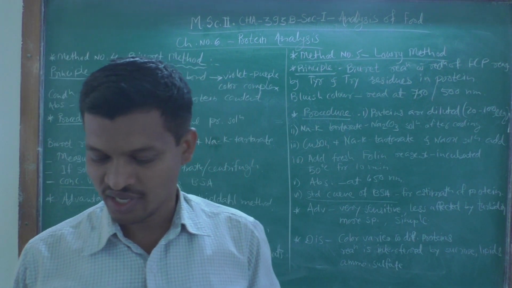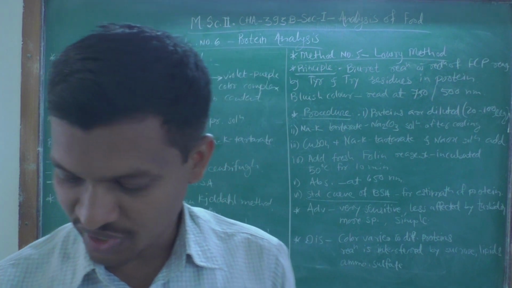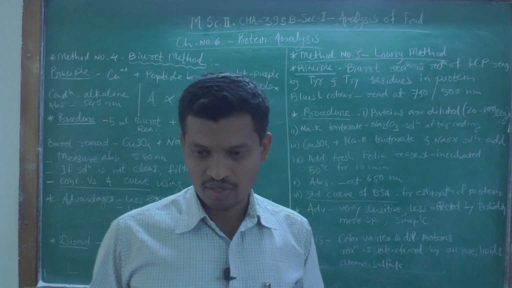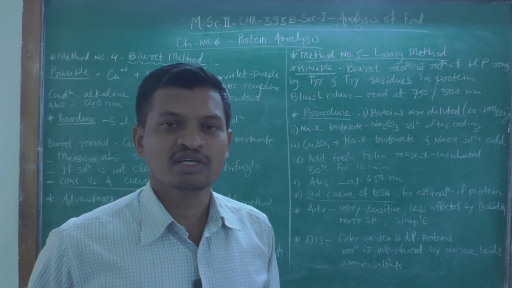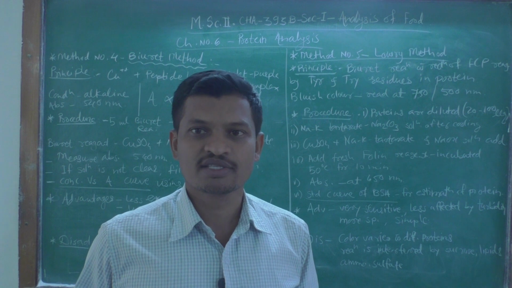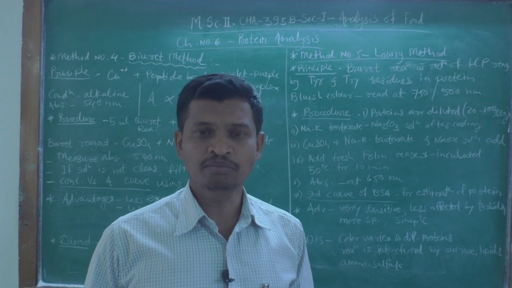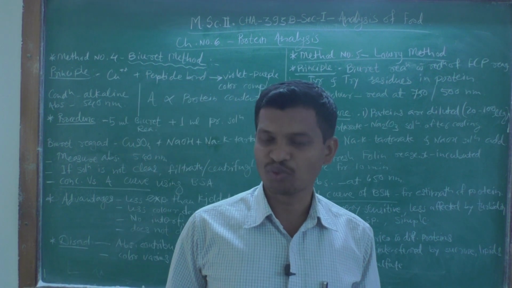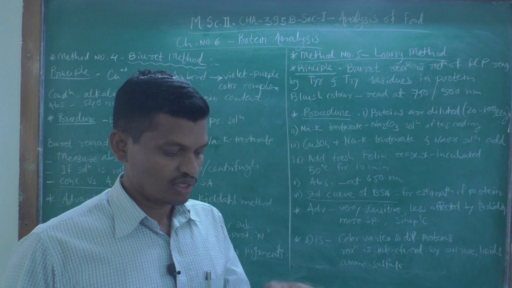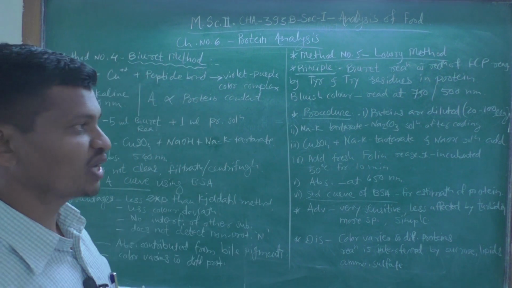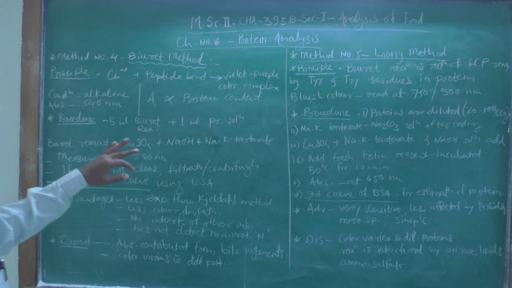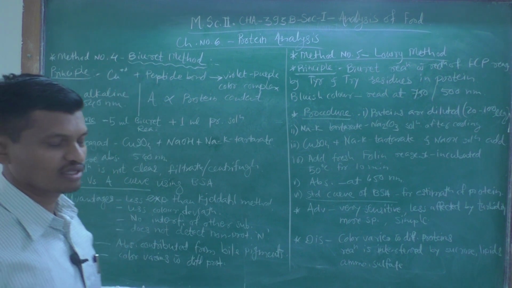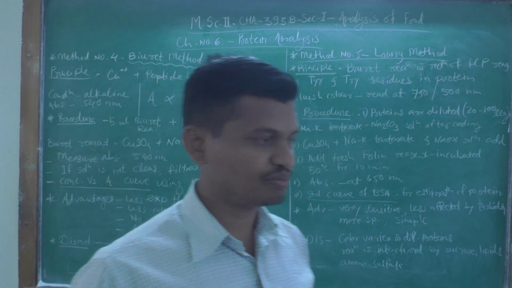Dear friends, we are discussing the protein analysis part of this food analysis chapter. Yesterday we have seen the two methods, that is the Dumas nitrogen combustion method and the IR spectroscopy method for protein analysis. Today we are going to see the next method, this is the fourth method, the biuret method. The title is biuret method.